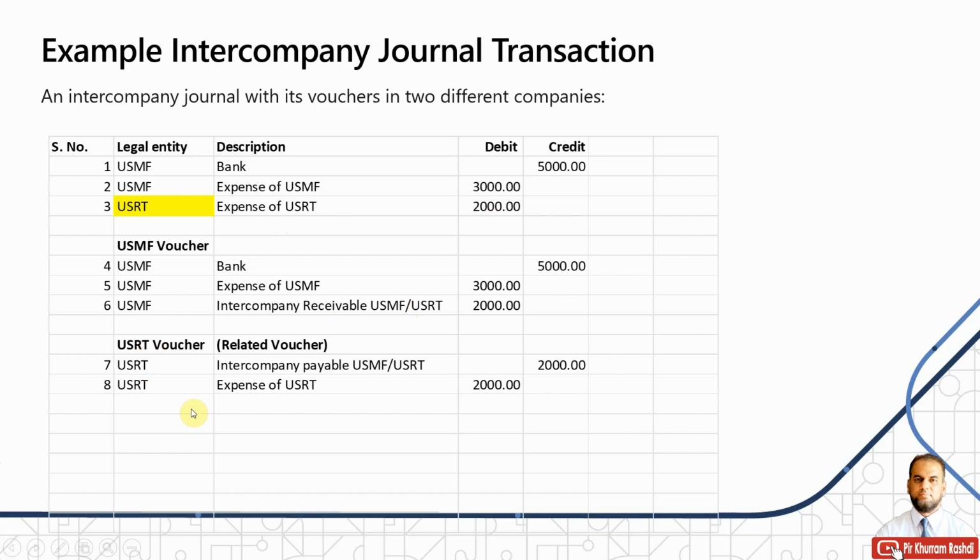The linkage and tracing is easily available when you see it in the demo. So on the USRT side, intercompany payable means I need to pay within USRT to USMF 2,000 USD, which USMF has already paid on my behalf. And you can see the actual entry, which is USRT for the expense, 2,000 debited for the expense of USRT. So this is one of the vouchers as an example, a simple intercompany journal transaction.